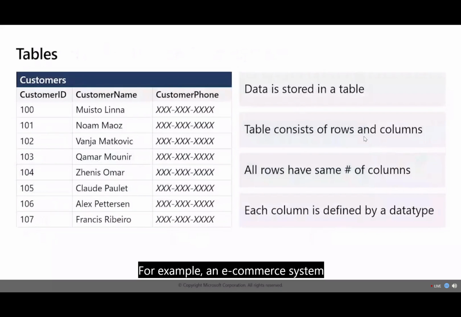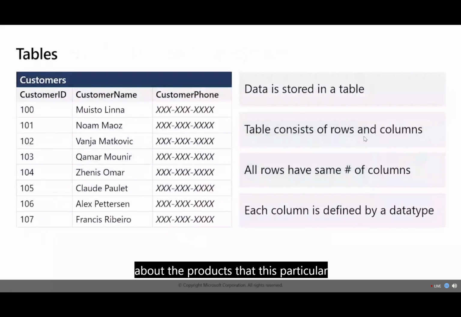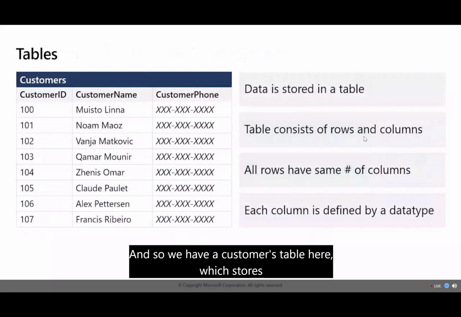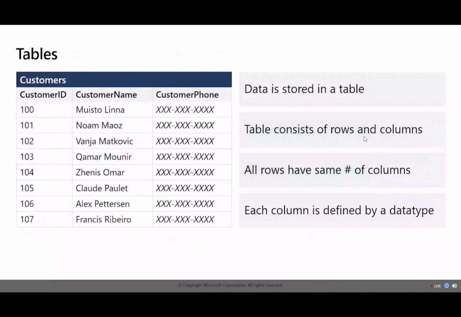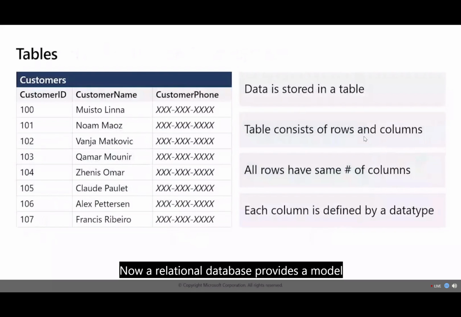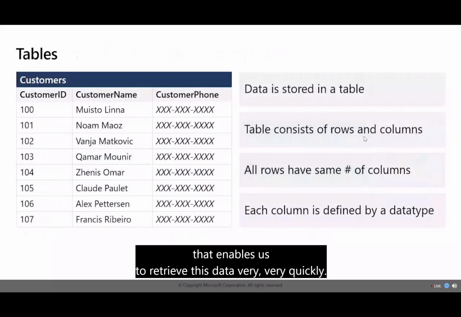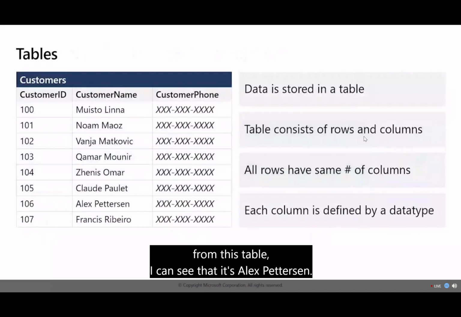For example, an e-commerce system might use a database to record information about the products that this particular e-commerce site or organization might sell, as well as some of the details of their customers and the orders that they've placed. And so we have a customers table here, which stores the customer ID, the customer name, and the customer phone number. Now, a relational database provides a model for storing this data and query capabilities that enable us to retrieve this data very, very quickly. So let's say I wanted to look up customer ID 106 from this table. I can see that it's Alex Peterson.